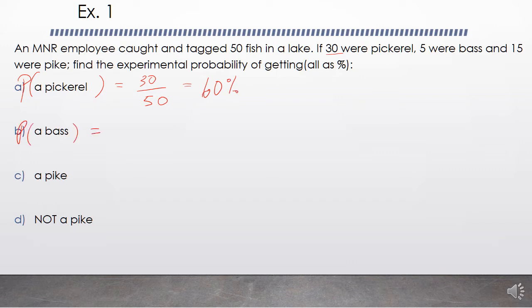Probability of a bass. How many bass were caught? 5 out of 50. Converted to a percent, 10%. Probability of a pike. 15 were pike out of 50 fish that were caught and tagged. 15 out of 50 is 30%.